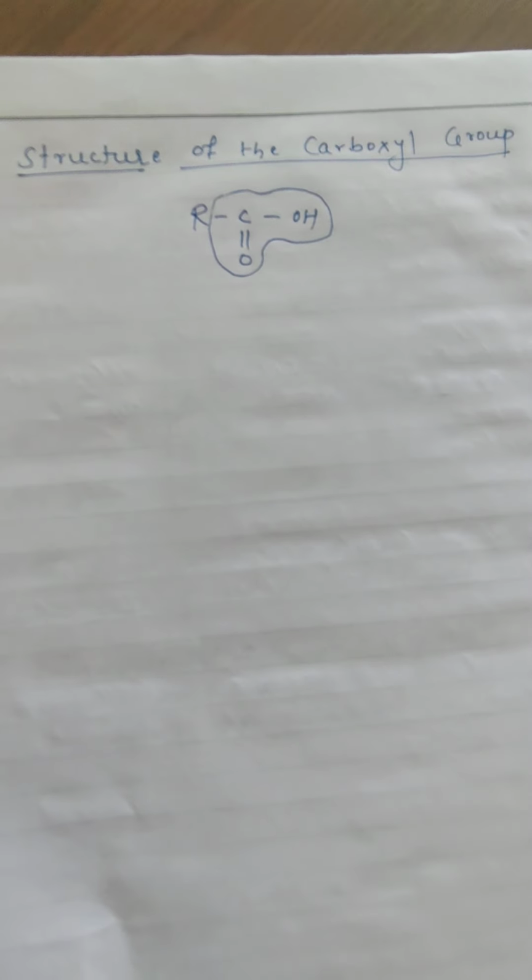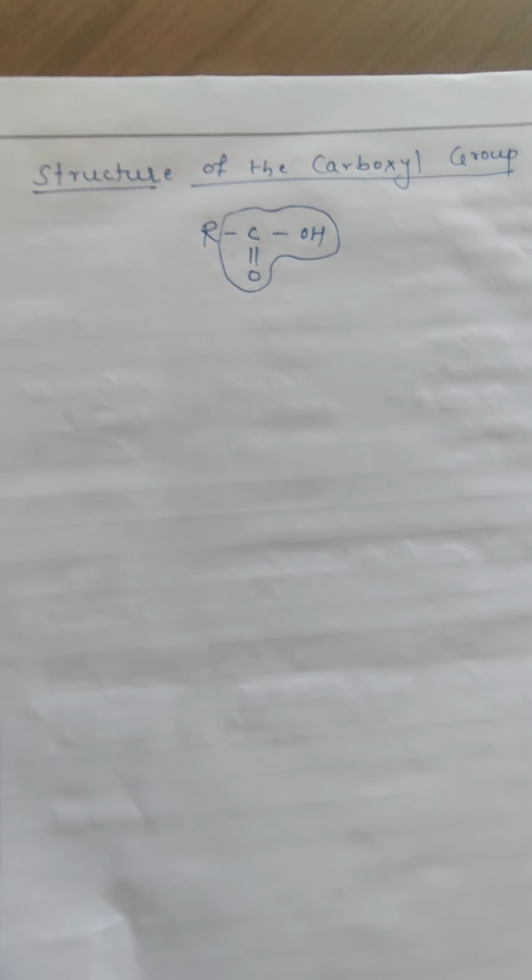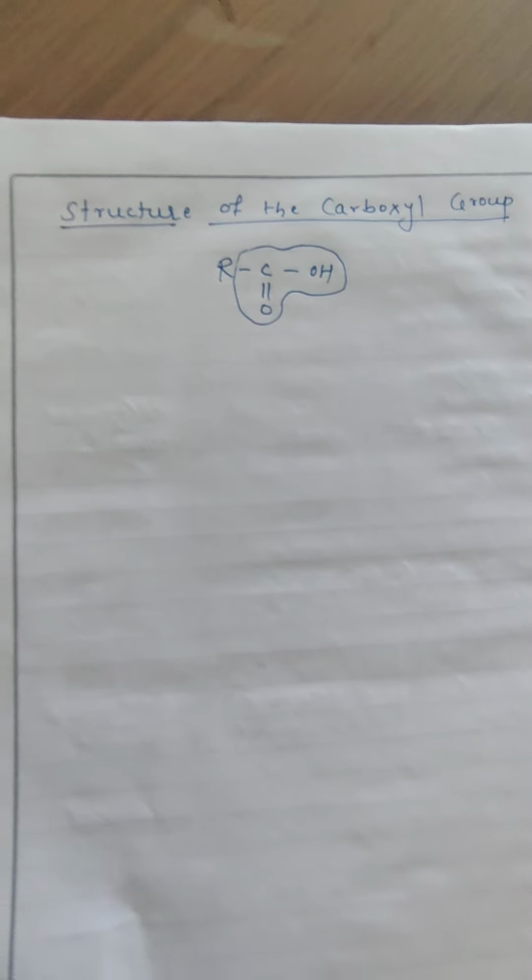the carbon atom of, you can say, any hydrogen atom or any alkyl group or aryl group. Now, the X-ray analysis data indicates that the carboxyl group has a planar structure, and that's why we suggest the following structure for the carboxyl group.